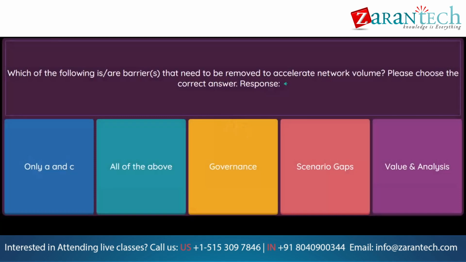Question: which of the following is/are the barrier(s) that need to be removed to accelerate network volume? Please choose the correct answer. Response: Option 1, only A and C. Option 2, all of the above. Option 3, governance. Option 4, scenario gaps. Option 5, value and analysis.